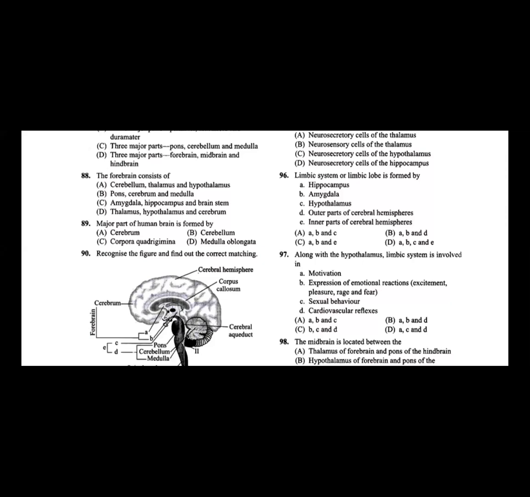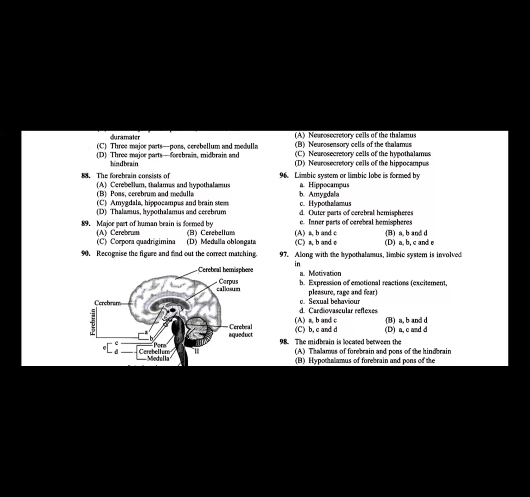Cerebrum is the part of the forebrain, divided into left and right cerebral hemispheres, which are joined together by the corpus callosum. The roof of the cerebrum is the cerebral cortex, which has gray matter, and the inner side has white matter. All these together, the major part of the brain is comprised of the cerebrum. Question number 89, students, answer is A.